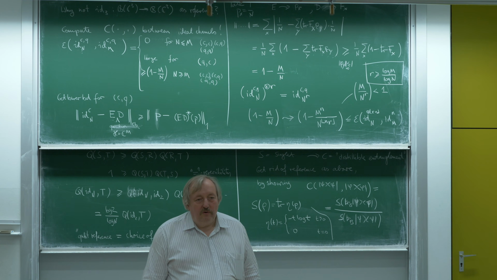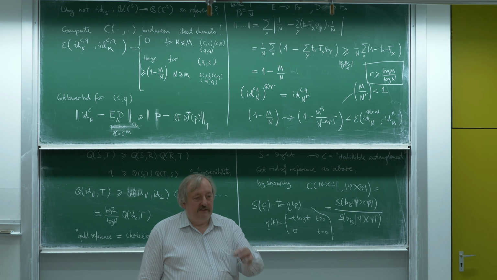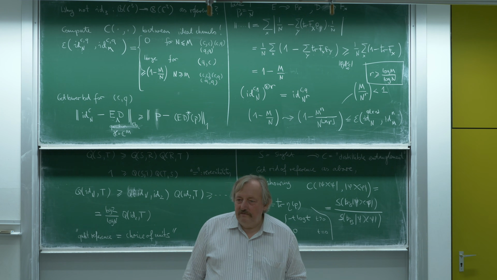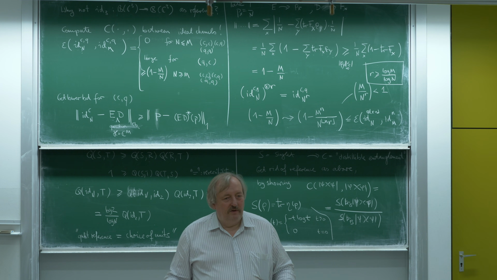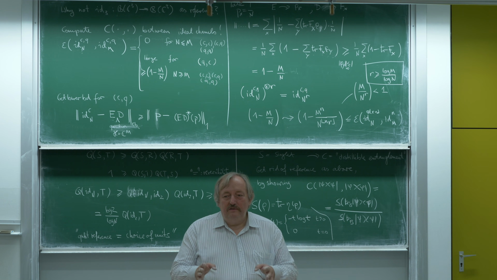Okay, so this is what they call a single letter formula, because they call the different signals that you send the letters of the input system and output system, right? So these are the different options that can be sent, right? So in that sense, it's a single letter formula. You only look at one use of the channel.